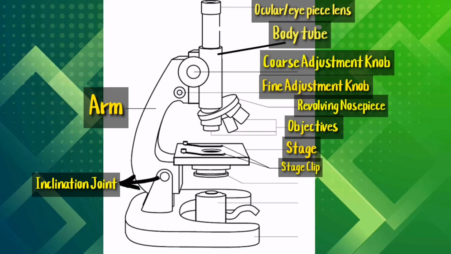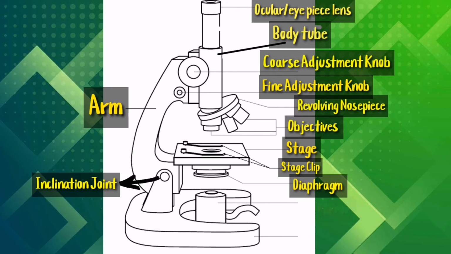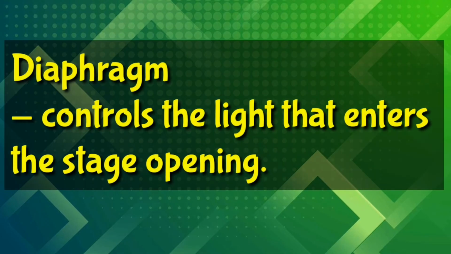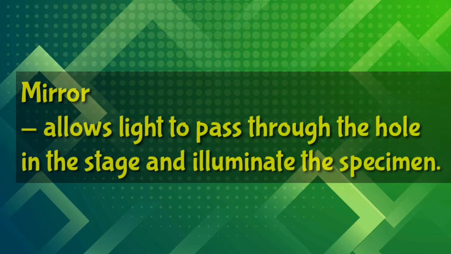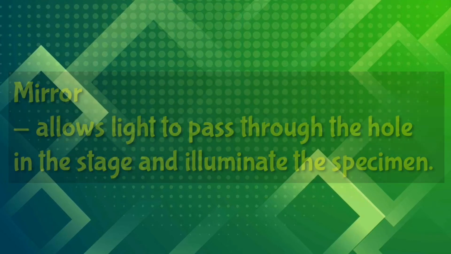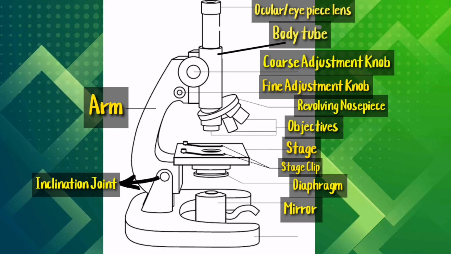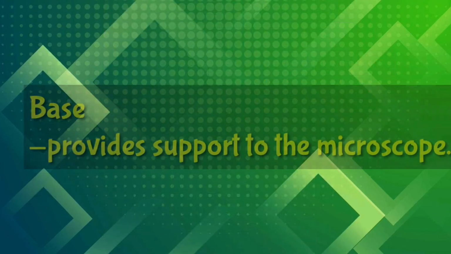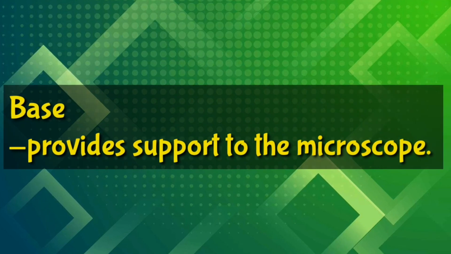For the parts of the microscope that supply and regulate light, we have the diaphragm and the mirror. The diaphragm controls the light that enters the stage opening. The mirror allows the light to pass through the hole in the stage and illuminate the specimen. Last but not least, we have the base. It provides support to the microscope.